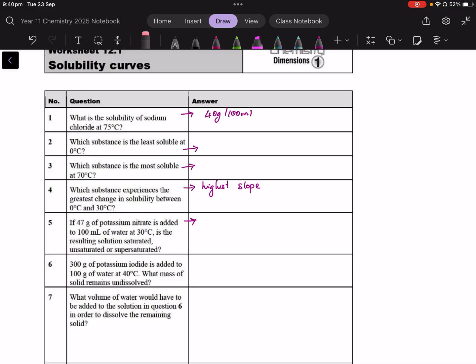So in this particular question over here, you would say that it is either saturated, supersaturated, or unsaturated, depending on where that 47 grams lies, whether it's on that line for potassium nitrate or not. So you can judge that looking at the graph.